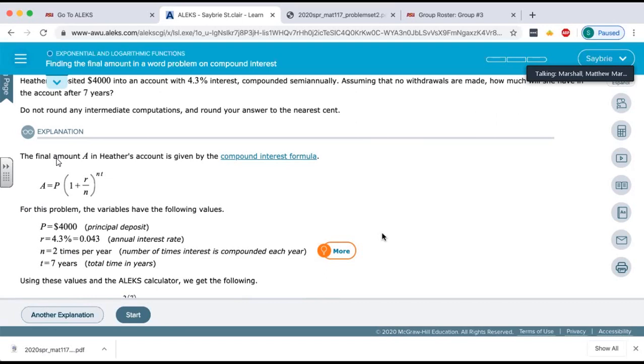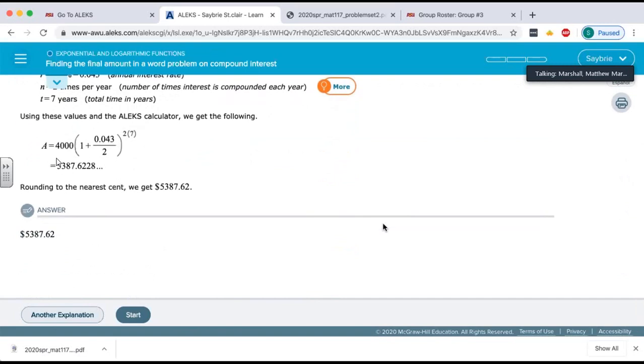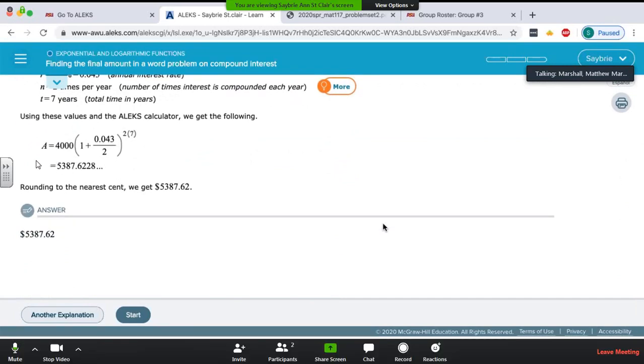I mean, you're just plugging that in. P is the principal, how much you're depositing. R is the percentage rate as a decimal. N is the number of times it's compounded each year. And then T is the total amount of years when you plug it in. So we'll go down a little bit. All right, so that's pretty straightforward using that formula.